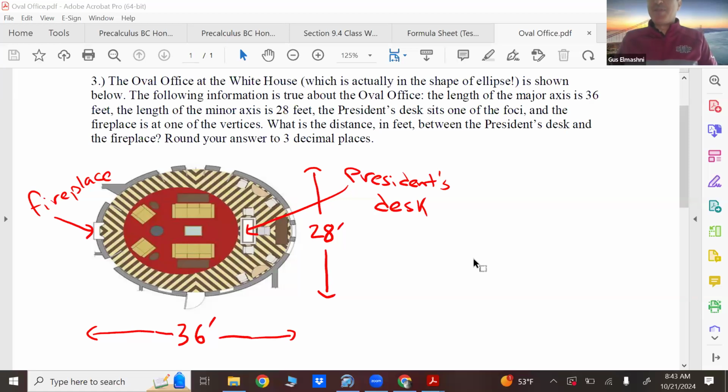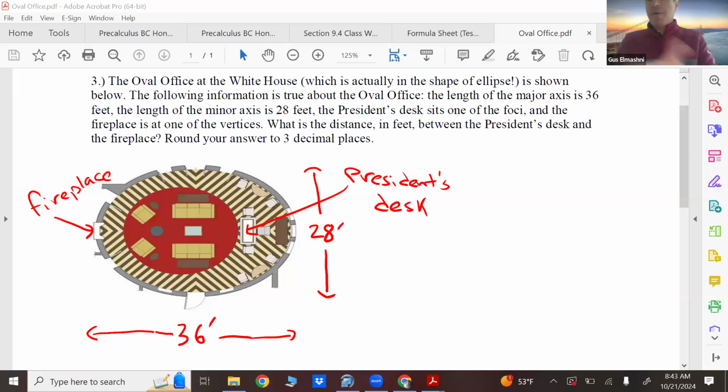But anyway, assuming that the major axis is 36 and the minor axis is 28. These are the true dimensions. I looked it up. And the president's desk sits at one of the foci, and the fireplace is at one of the vertices. That's the endpoint of the major axis. What is the distance in feet between the president's desk and the fireplace? Well, that's not terribly hard. You can figure out a and b and then do the formula, but it's just a neat problem.